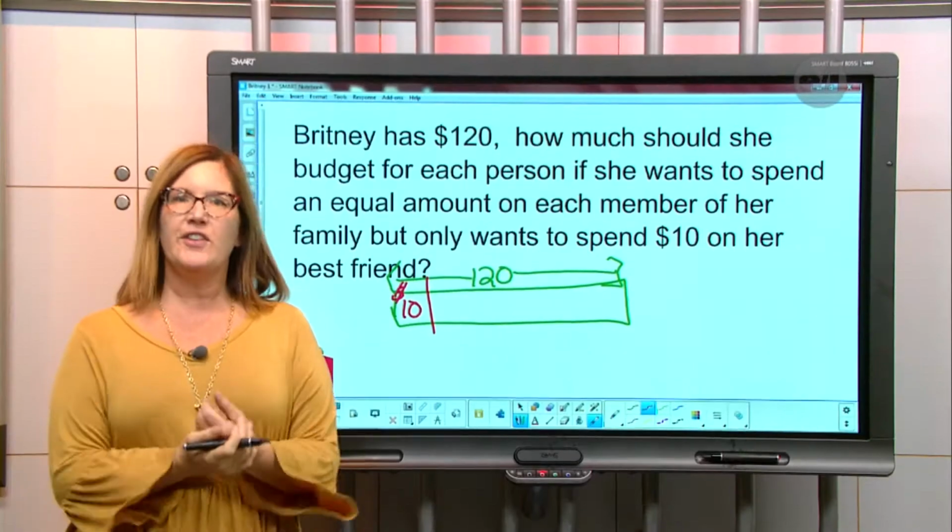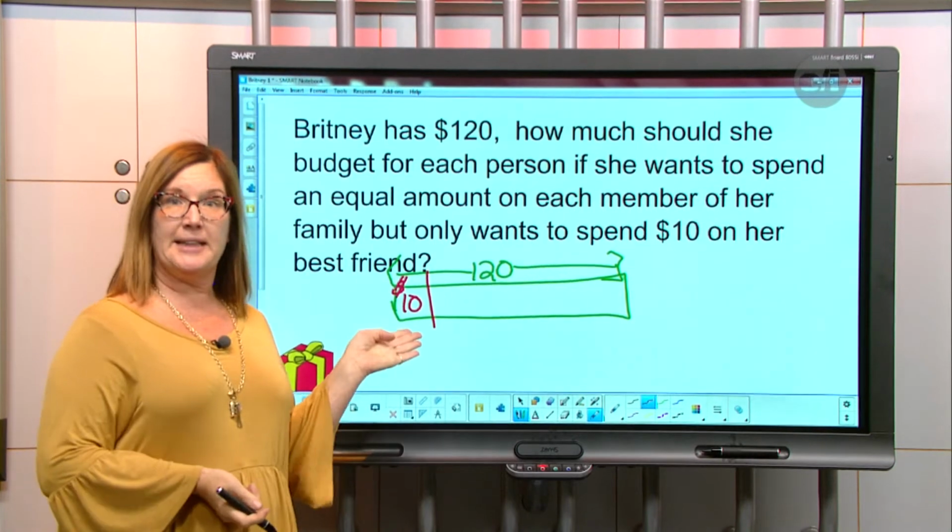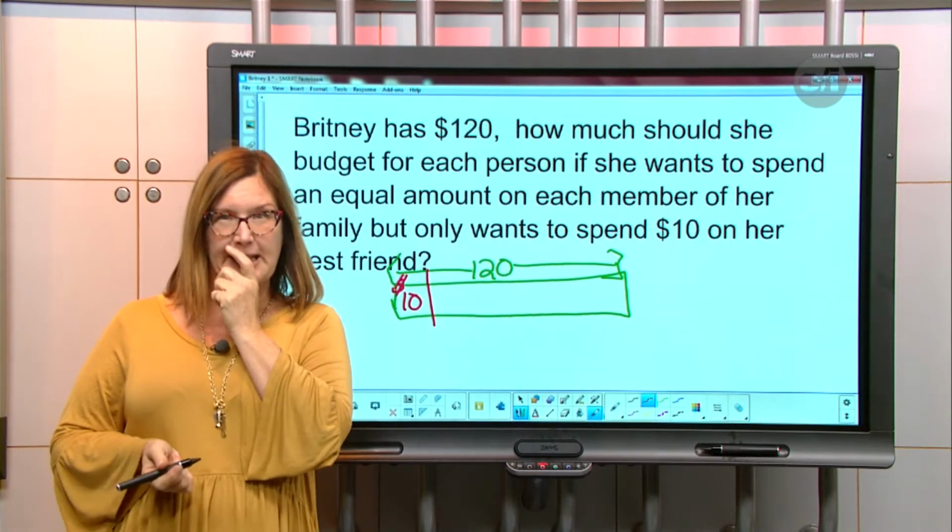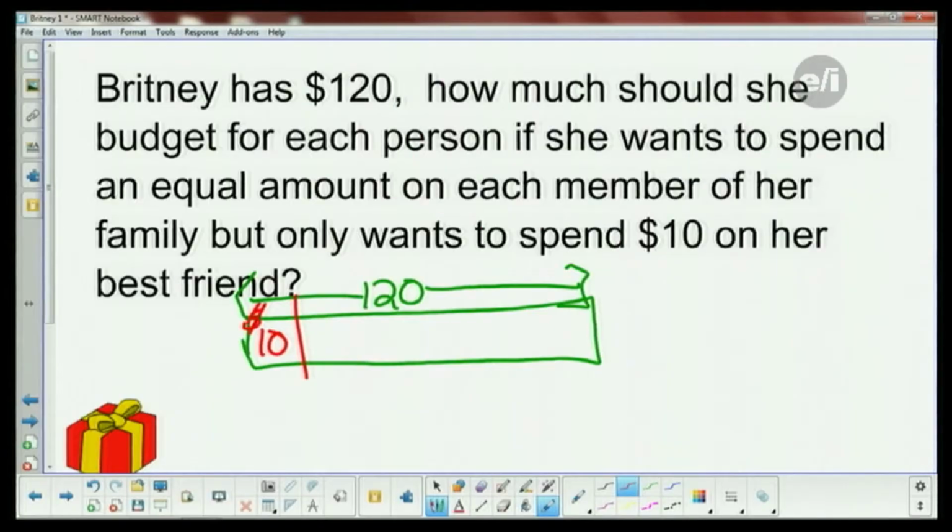All right, so how are we going to figure out the rest of this problem? If she spent 10 out of the 120, how much would she have left? You got it. Between here and here is going to only be 110 that she has left, because 120 take away 10 gets you 110. And then when we look at that, we have to figure out the rest. The $110 is going to be spread between her family. And there are 4 people left in her family.